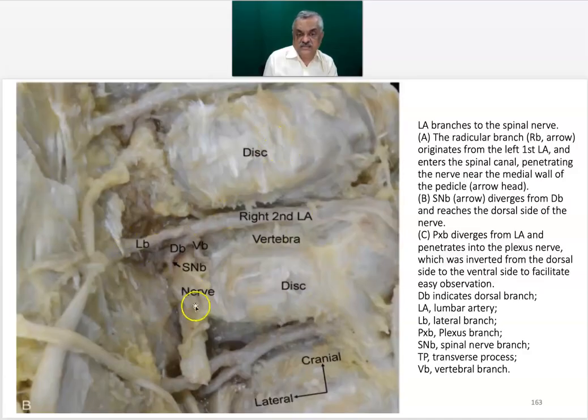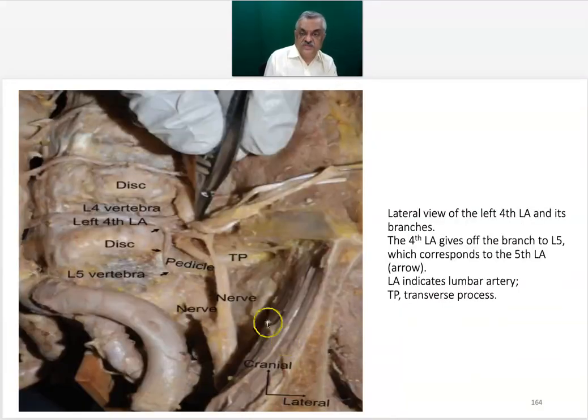and we can see this is the nerve, this is the right second lumbar artery, this is cranial, this is lateral. This is one more dissection which shows the disc, there is the vertebra L4 and left fourth lumbar artery, this is the pedicle, this is the nerve, this is the transverse process, and lateral view of the left fourth lumbar artery and its branches. The fourth artery gives a branch to L5 which corresponds to the fifth lumbar artery.